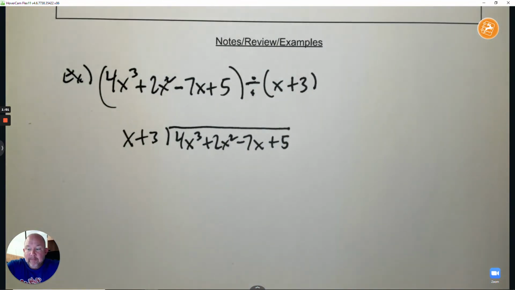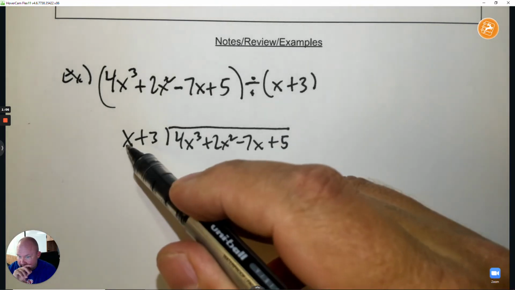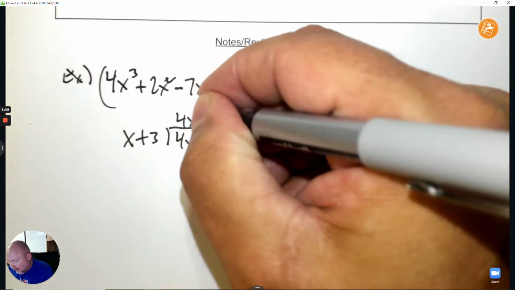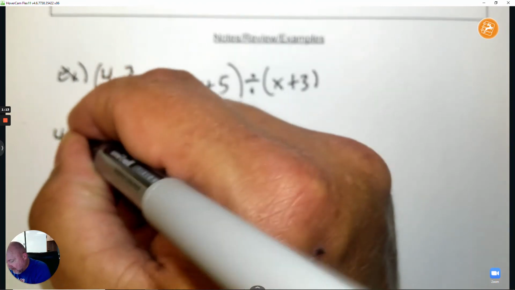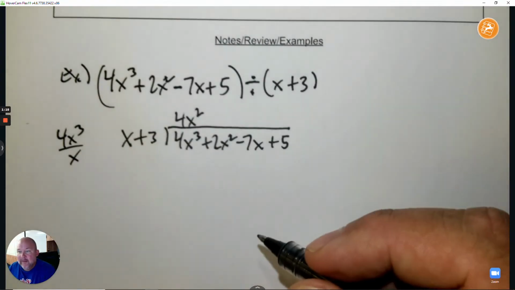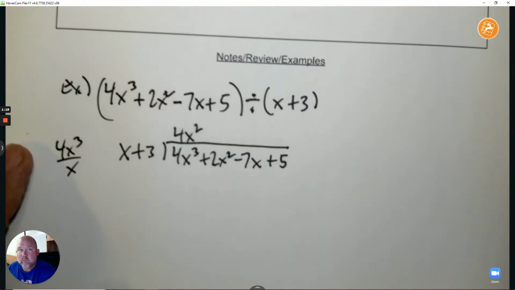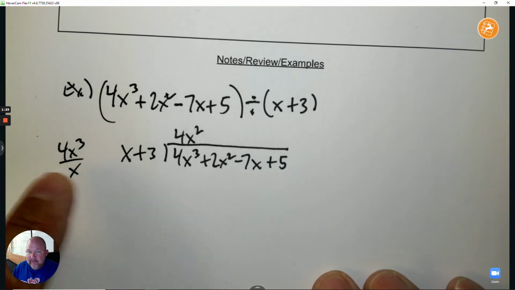And then we look at the power terms. We look at the leading terms and divide them. So 4x cubed divided by x. So we divide those. And when you divide those, that's 4x squared. For some, they might want to write this down and then actually do the work. So again, if you divide this, you get 4x squared.